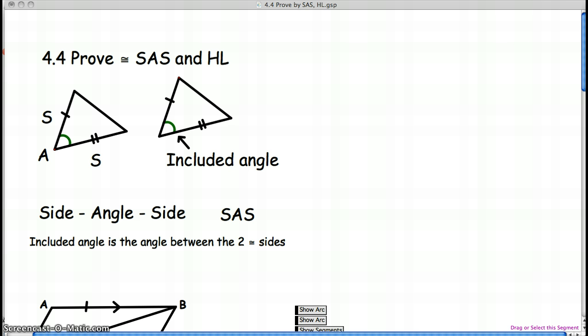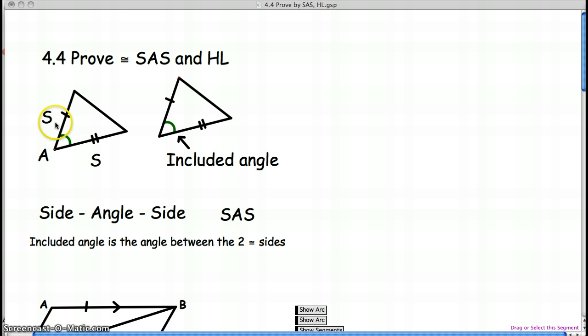Pretty simple concept, not quite as easy as the side, side, side, but similar. First, let me direct your attention here to the two triangles. Notice in these two triangles you have two congruent sides. This side is congruent to this side here. This side is congruent to this side here. And then you also have an angle that's congruent to this angle. Notice that this angle is what we call the included angle. It's the angle in between the two congruent sides. That's going to be important when we are proving side angle side.